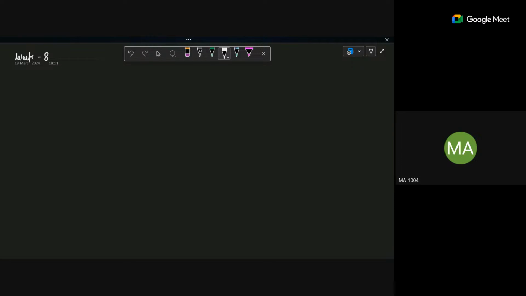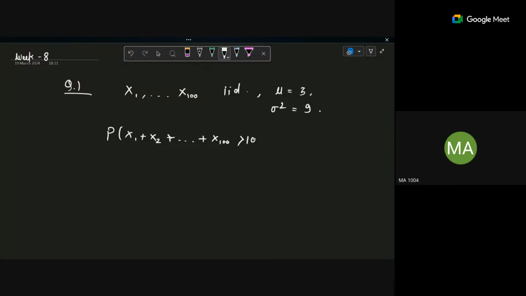Fine. So with question number 1, we are given that there are 100 random variables X1 to X100, and all are IIDs with mean 3 and variance 9. We are interested in calculating the probability that the sum of these random variables exceeds 100. So how will we use CLT, the central limit theorem, here?